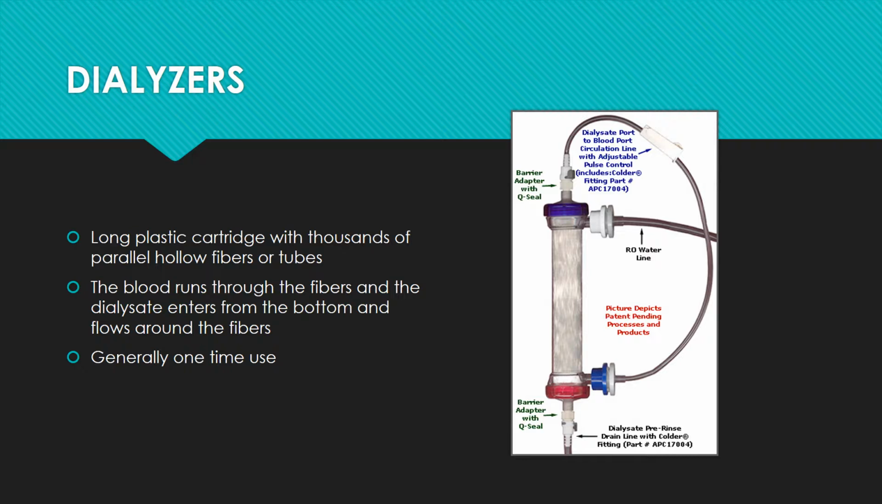It's one-time use, but because these filaments, or straws, are very small, they do have to heparinize it. Some of them are heparin impregnated, but part of their prime process is to prime it with heparin. So that puts the patient at risk for bleeding post-dialysis.